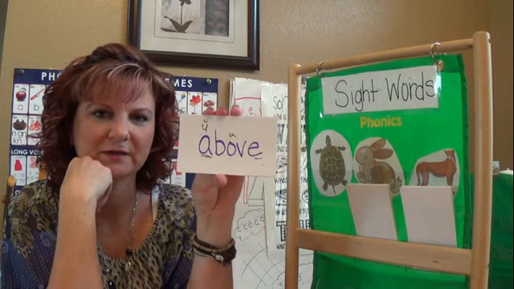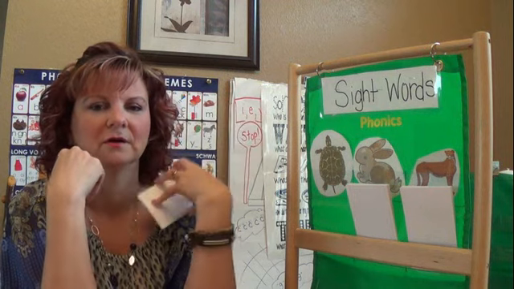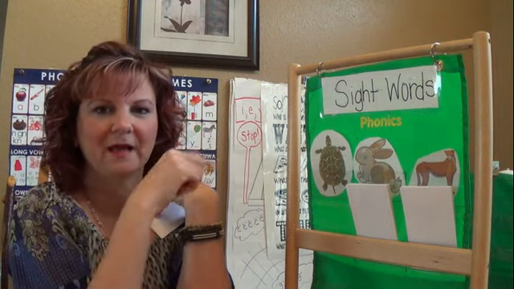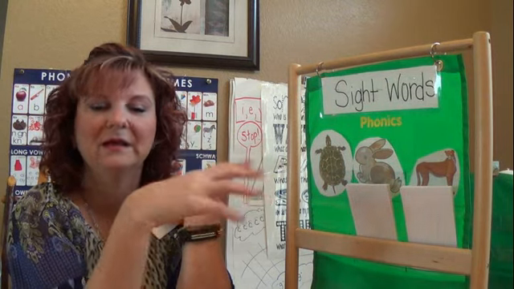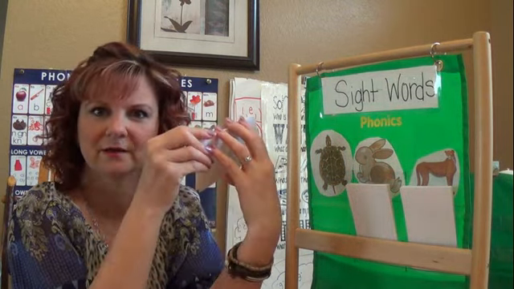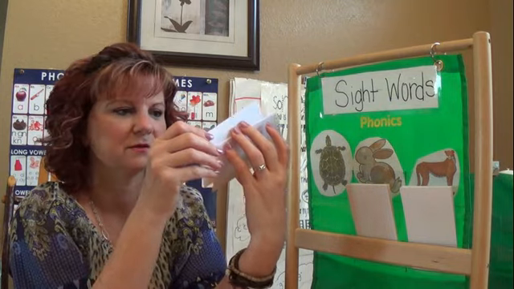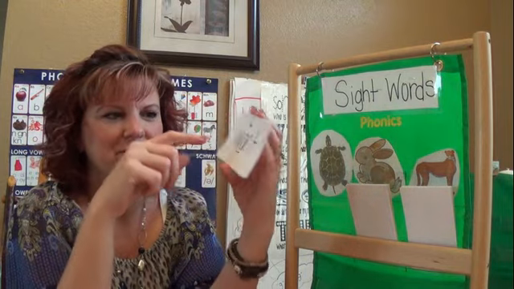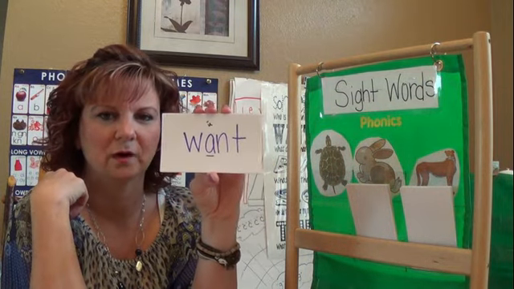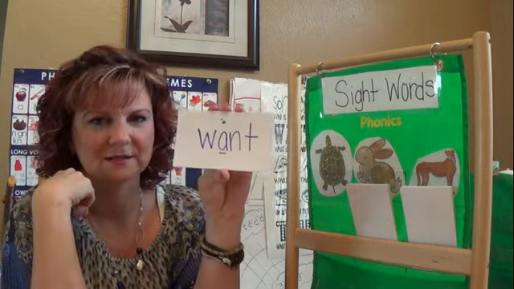All right, so let's look at it, picture it. All right, how do you spell above? A-B-O-V-E, above. And then again, go through like the second letter, the third letter, have them spell it to you. All right, want, we know that one, don't we? Yeah, but it also has that schwa sound. Want. The A sounds like a U.